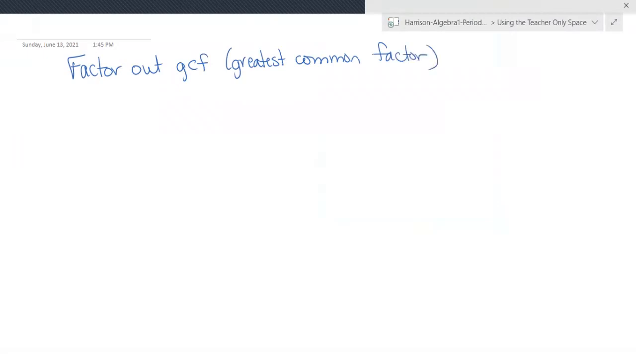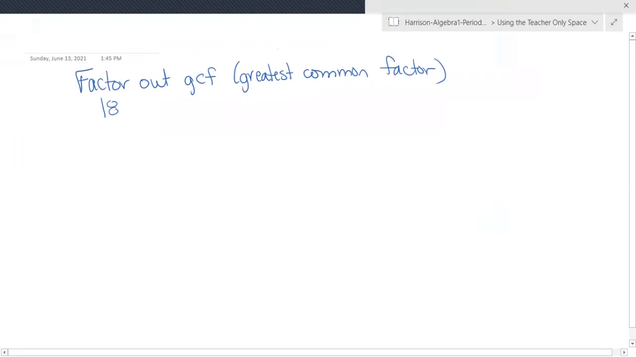Hello, everyone. I wanted to take a few minutes and review with you the basics of factoring. So let's start by talking about factoring out the GCF. Factor out the GCF. So that means greatest common factor. So let's look at an example.